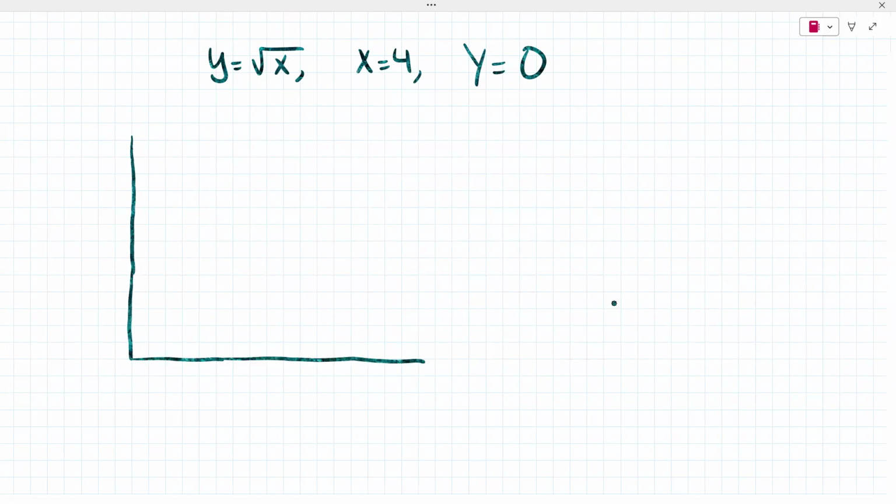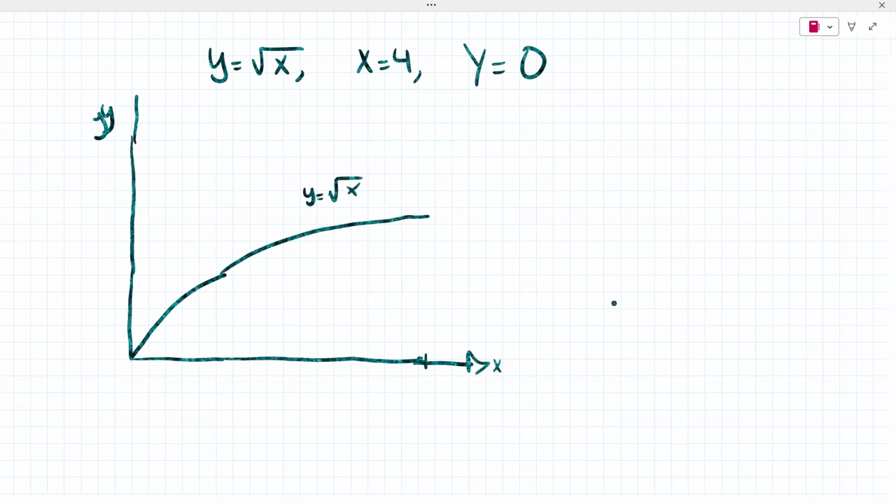So we know that radical x is like a parabola. So it looks like this. So this is y equals radical x. And then the vertical line x equals 4, that's easy, right? Let's pretend this is 4. Draw a straight vertical line like that.